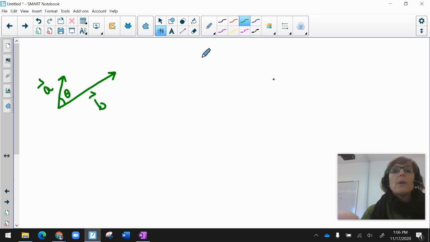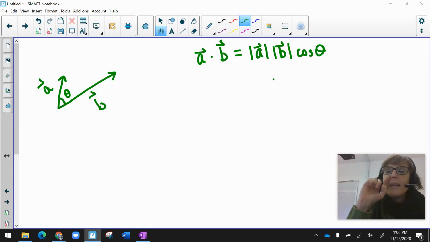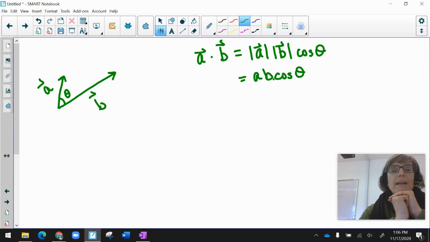So when I take that dot product or scalar product, and we call it a dot product because the symbol that we use is a dot, that's going to be the magnitude of A times the magnitude of B times the cosine of the angle in between them, which sometimes we write AB cosine theta. And it doesn't really matter what symbol we use for the angle.